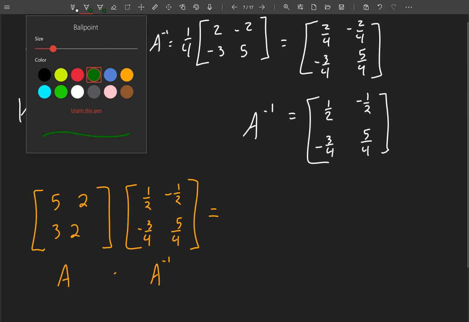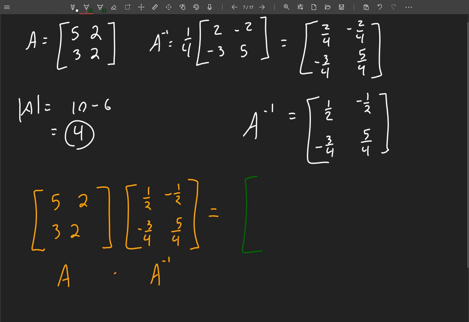Let me just use a different color here. Okay, so I have row 1, column 1. That's 5 times 1/2, which is, I'm going to do some scratch work down here, 5/2, plus 2 times -3/4, which is -6/4. And that's going to be 5/2 minus 3/2, which is 2/2, which, look at this, is 1. So far, so good.